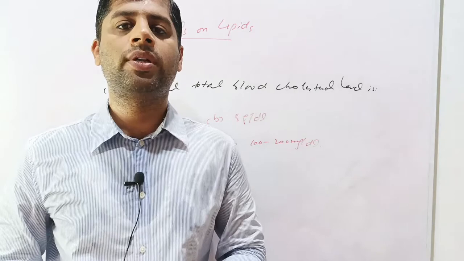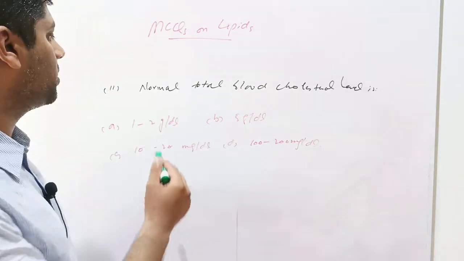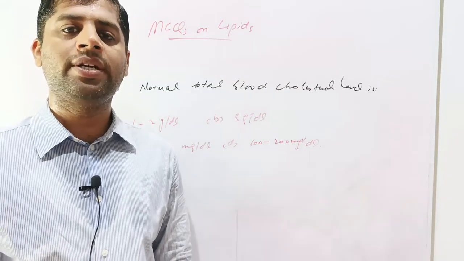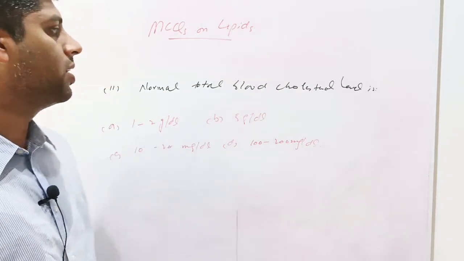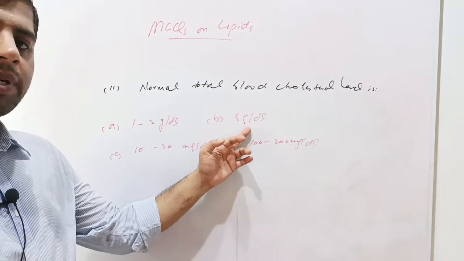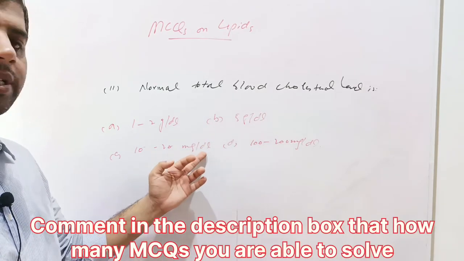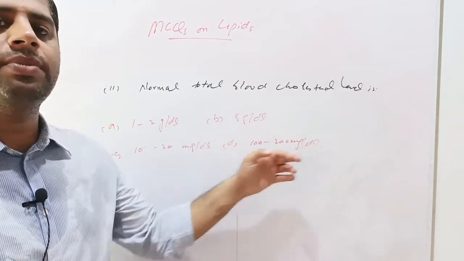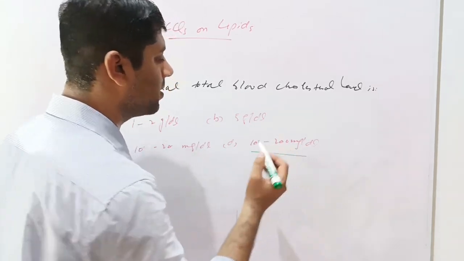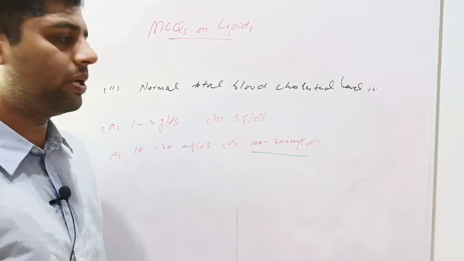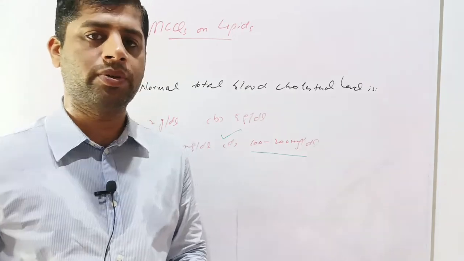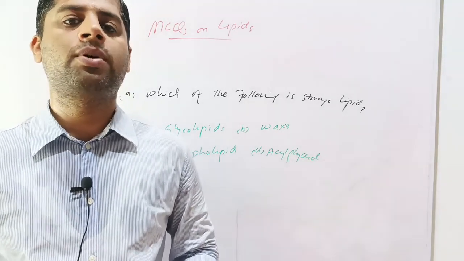Next question is asking about the normal cholesterol values of the blood. So the question is normal total blood cholesterol level is. About the total blood cholesterol, for example HDL, LDL, VLDL, all of the cholesterols are included in this. Given options are 1 to 2 grams per deciliter, 5 grams per deciliter, 10 to 20 milligram per deciliter and 100 to 200 milligram per deciliter. This is a fact based question, and it should be kept in mind that 100 to 200 milligram per deciliter is the normal blood cholesterol level, and it should not exceed 200 milligram per deciliter.